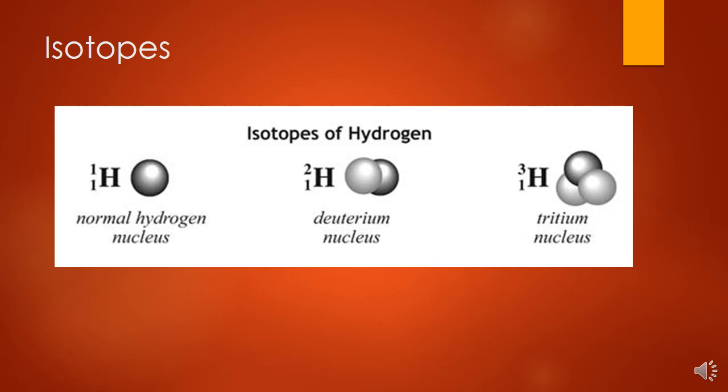So a little review from chemistry of isotopes. Remember, the number of protons is what makes an element that element. So hydrogen has 1 proton, but this is 3 different versions of hydrogen. They all have 1 proton, but the isotope in the middle also has 1 neutron, and the isotope to the right has 2 neutrons.